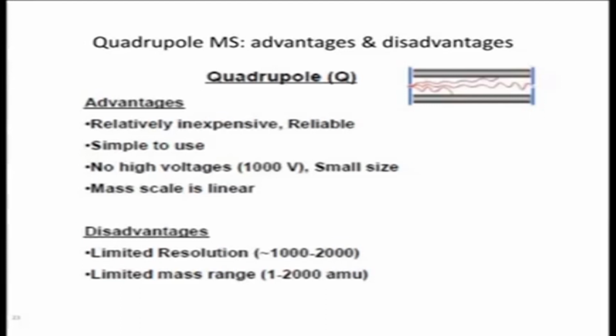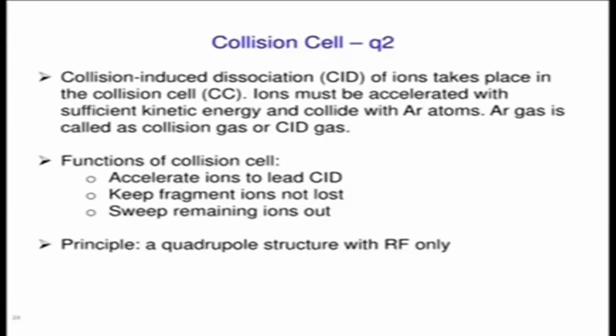Okay, because it doesn't have so much mass accuracy like time of flight. Okay, the collision-induced dissociation of the ion takes place in the collision cell. Ions must be accelerated with sufficient kinetic energy and collide with the argon atom. Argon gas is called the collision gas, as I already explained to you.